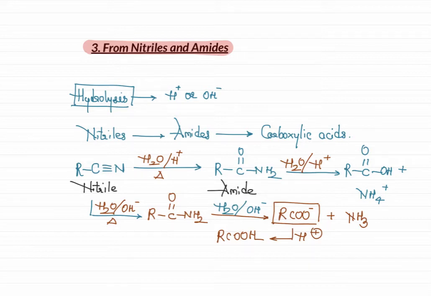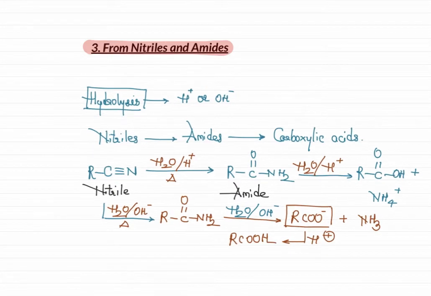So basically, medium can be acidic or basic. If you're taking acidic medium, you end up getting a carboxylic acid with NH4 or ammonium salt, as you can see here. Whereas if you take an alkaline medium, then you get an amide which further gets converted into a salt of carboxylic acid and ammonia. The salt is further converted into corresponding acid by protonation. So this is a simple way of doing it.